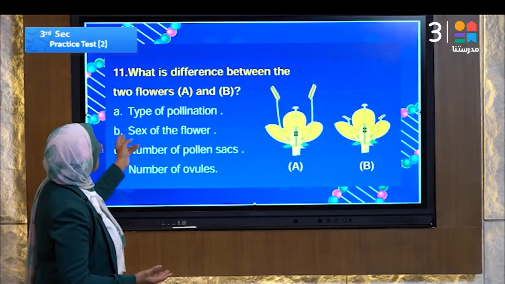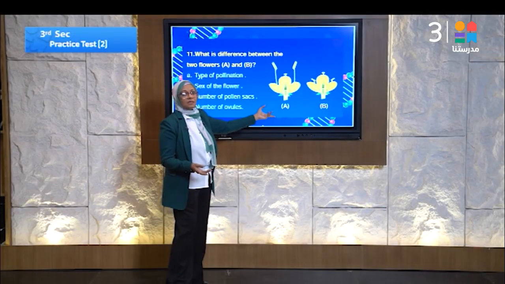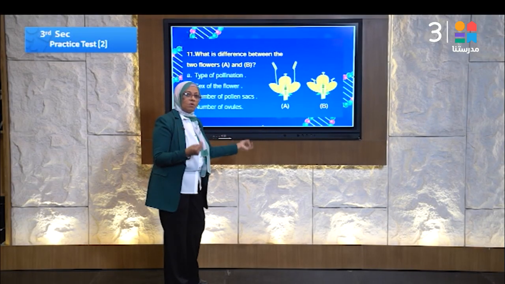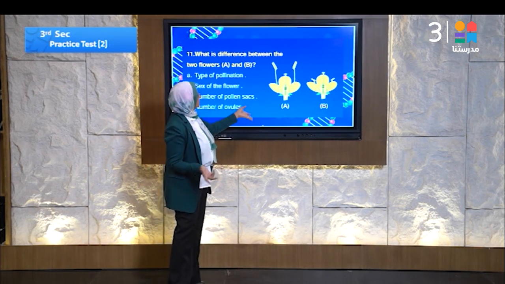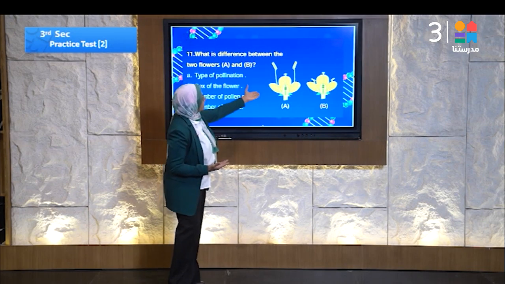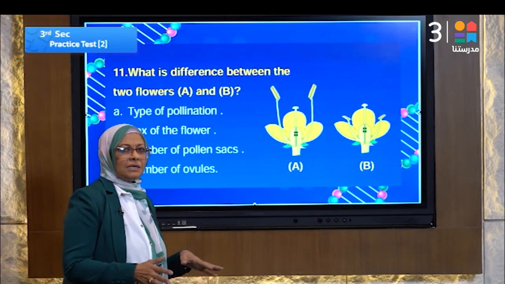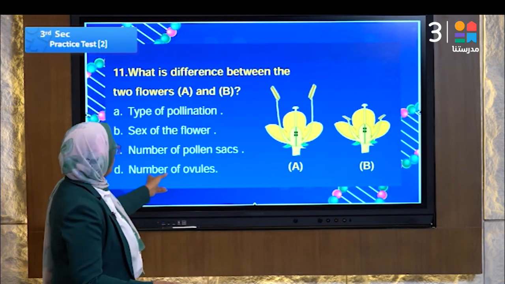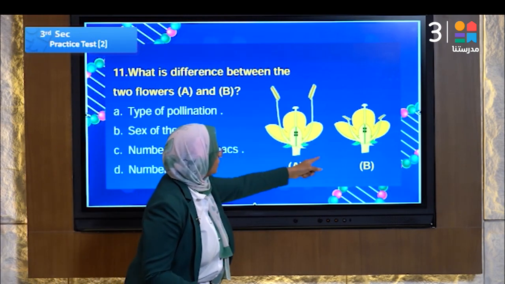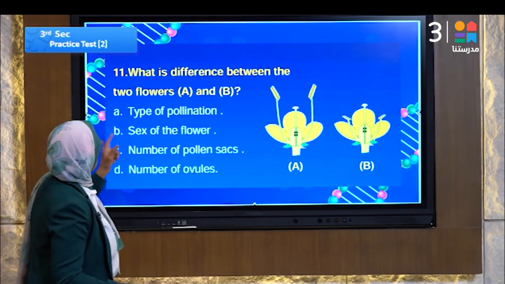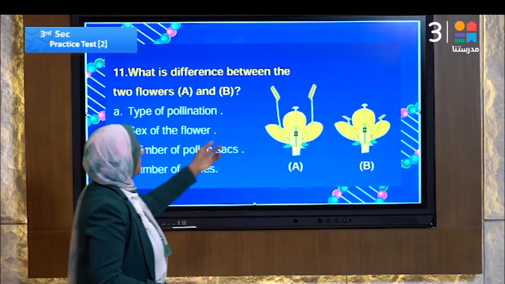Let's go. A, type of pollination. Yes. B, sex of the flower. No, they have the same sex. Hermaphrodite contains the two organs, male and female. C, number of pollen sacs. The number of pollen sacs doesn't appear here. They are maybe 4, maybe less or more, but ideally they are 4. D, number of ovules. No, the number of ovules here is 4 in the scene. So what is the difference between A and B? It must be the androecium.